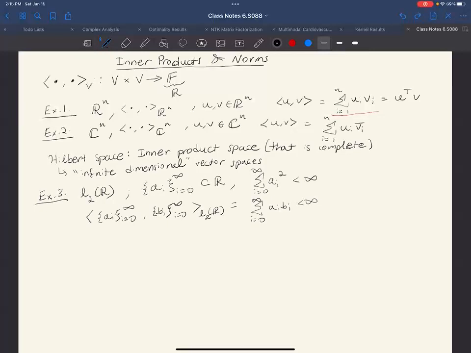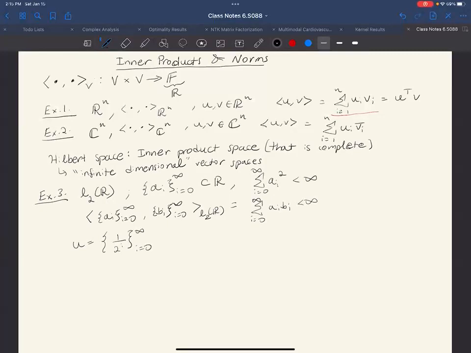Okay, and to make this a bit more concrete, let me just give one example. So let's just say u is this sequence 1 over 2 to the i for i equals 0 to infinity.